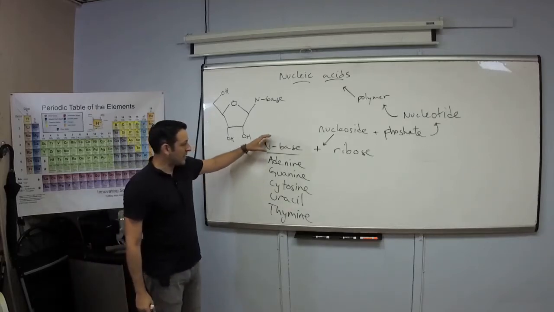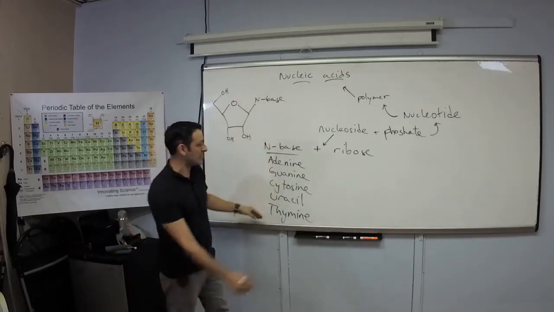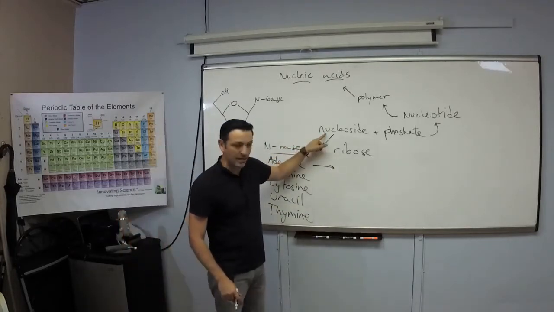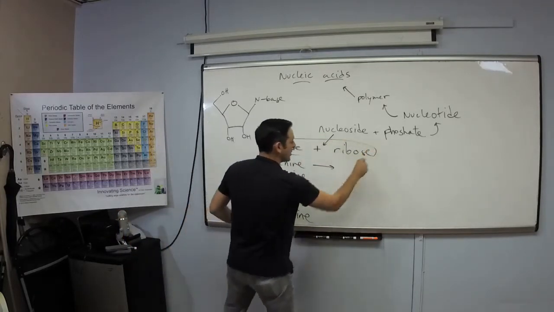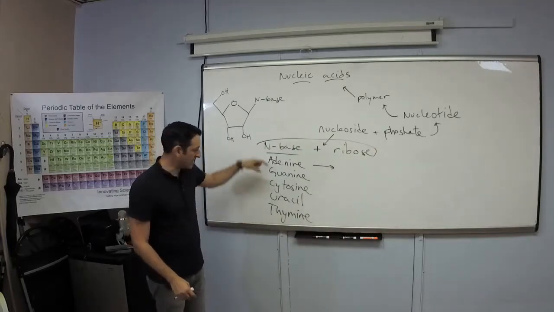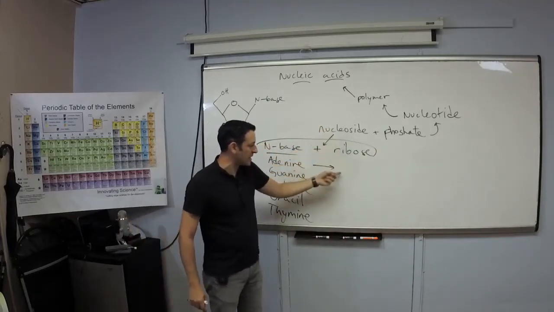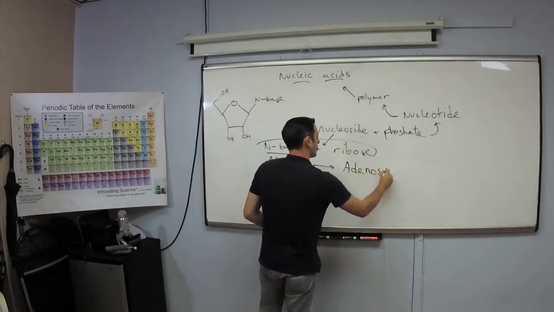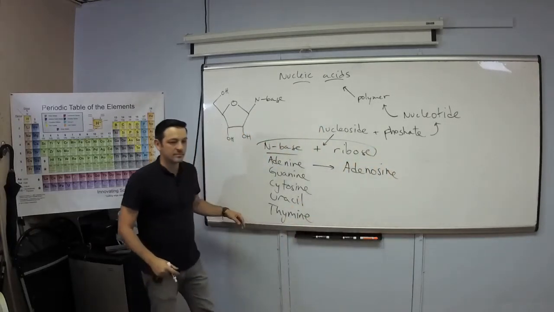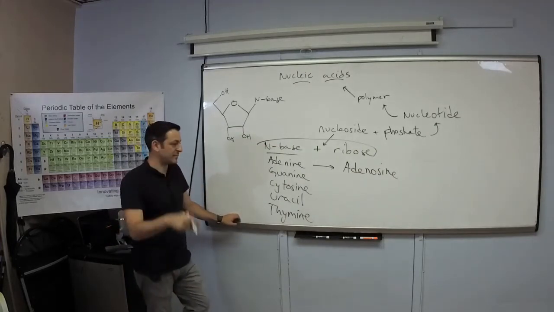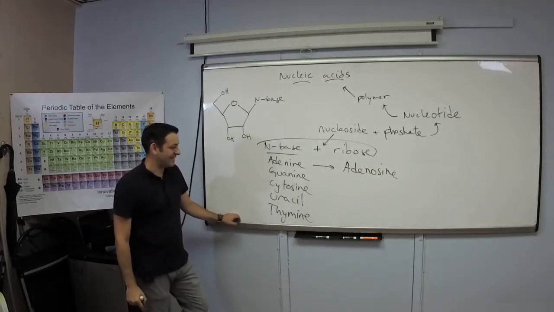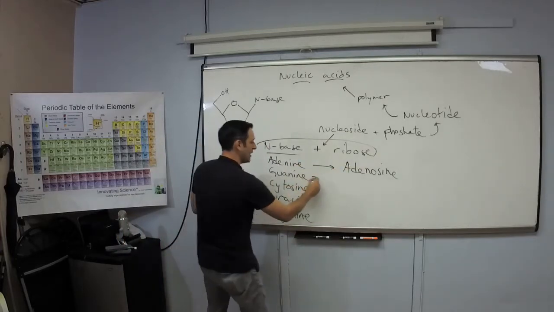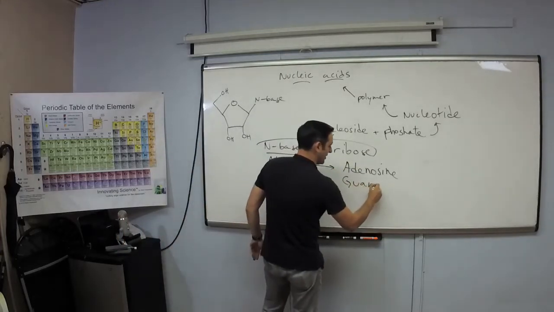But when adenine, the nitrogenous base, is linked to a ribose, the name now reflects the fact that it's a nucleoside. So this whole thing is a nucleoside. The base itself is called adenine, but when it's a nucleoside, it's not adenine, it's adenosine. So adenine is adenosine, and guanine is guanosine.